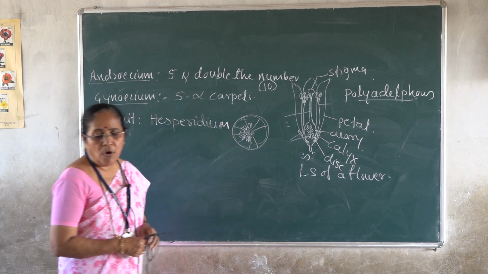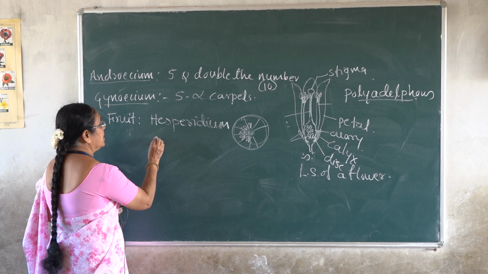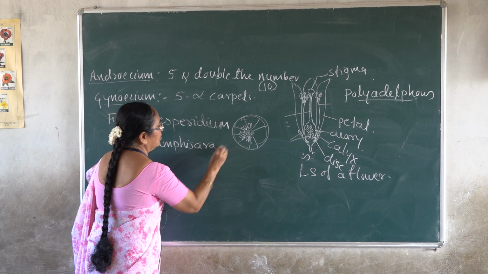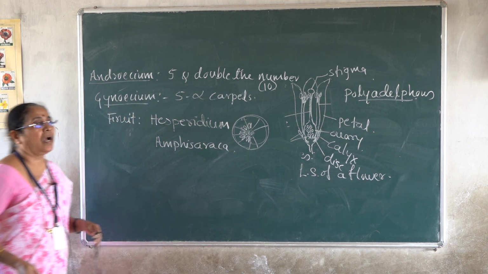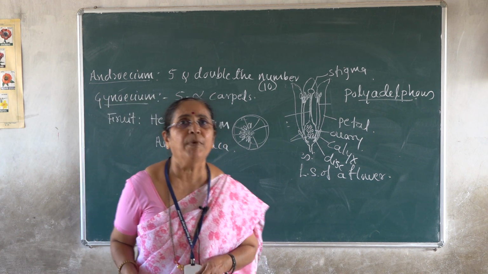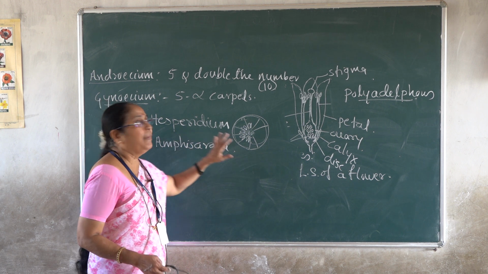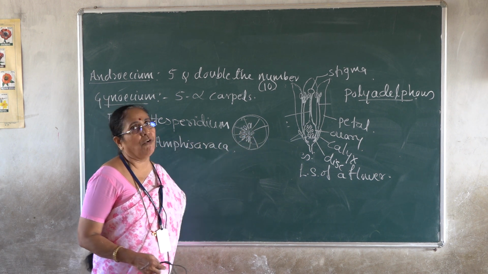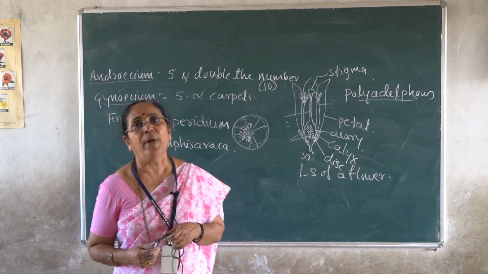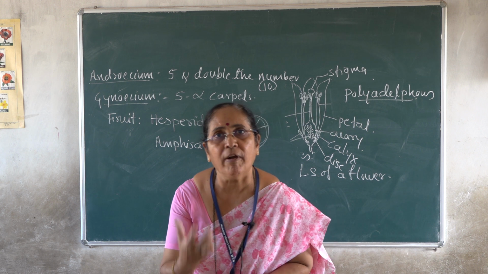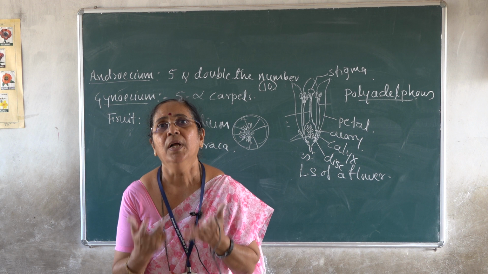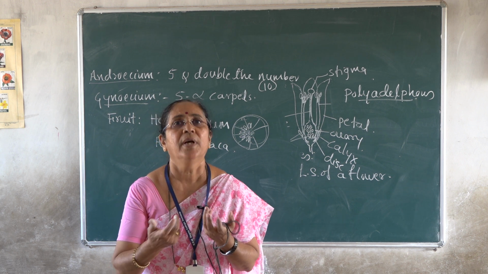Hesperidium, or another type of fruit is called Amphisarca. Hesperidium is a kind of simple fleshy fruit. Lemon and Mosambi orange are examples for the Hesperidium type of fruit, where the fruit wall, the pericarp, is differentiated into epi, meso and endocarp. Take an orange and take out the rind. The rind is actually one part of the pericarp. It is called epicarp, the loose rind.